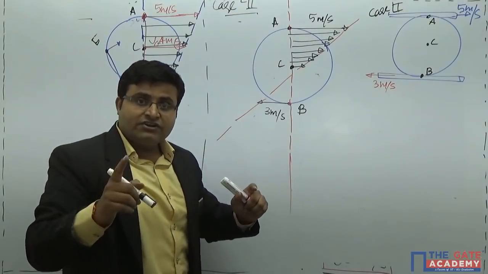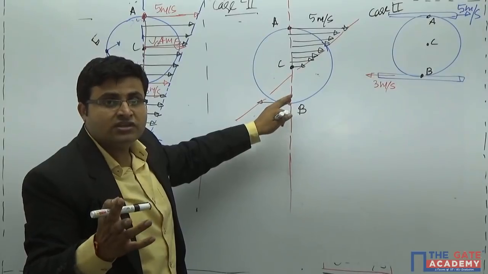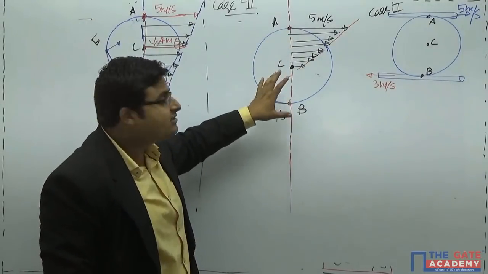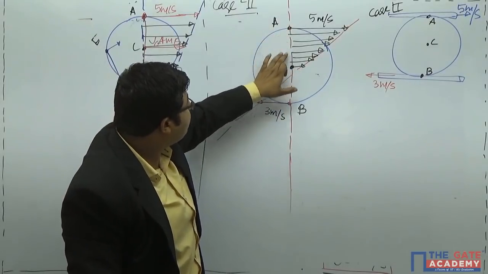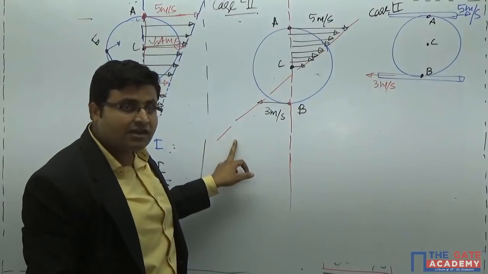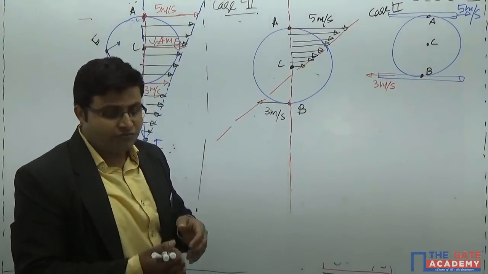Instantaneous center of rotation will be the point where these two red lines I have drawn meet. What are those red lines? Those lines connect the velocity vectors in such a manner that the end points are connected with one line and the tips are connected with another line. So the intersection of these two lines will be your instantaneous center of rotation.